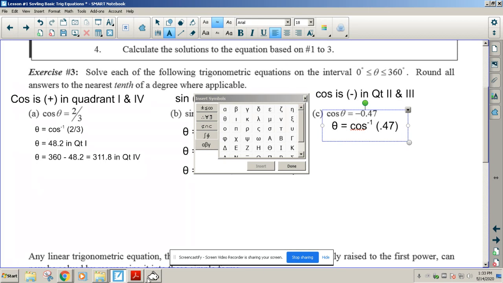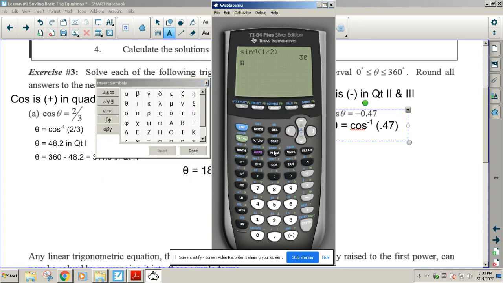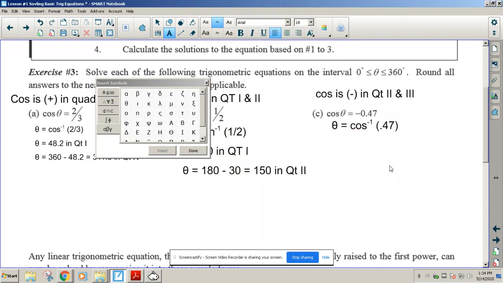So on my calculator now, if I type in the arc cosine of 0.47, my angle is 61.965. This rounds to 62 degrees because rounding to the nearest tenth, I got to round up. So this now would be 62 degrees.